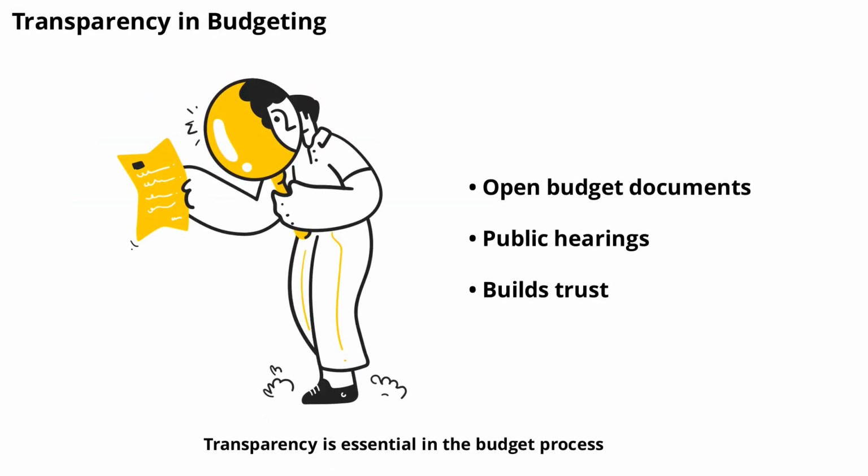Transparency is essential in the budget process. Citizens have the right to know how public funds are being used. Many governments publish detailed budget documents and hold public hearings to explain their plans. Transparency helps build trust, prevents corruption, and allows for informed public debate about spending priorities.